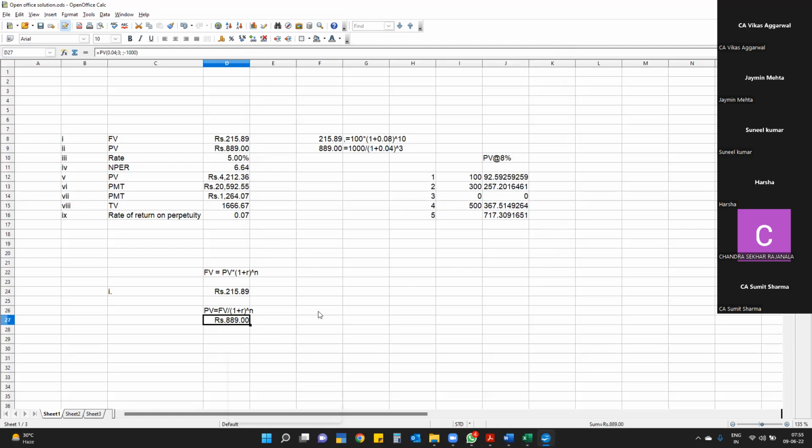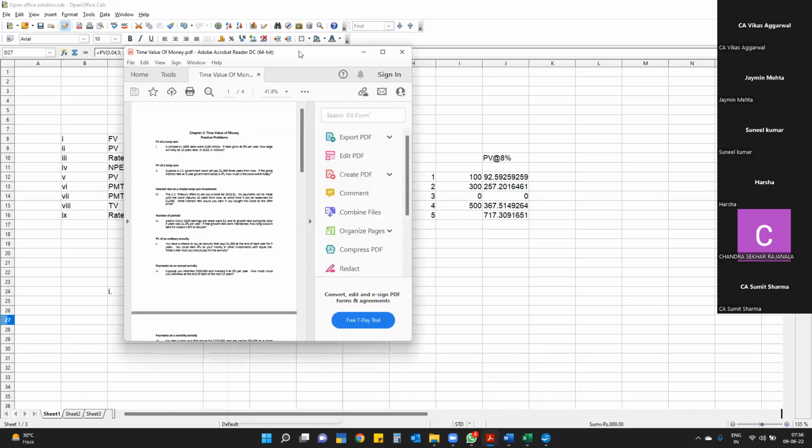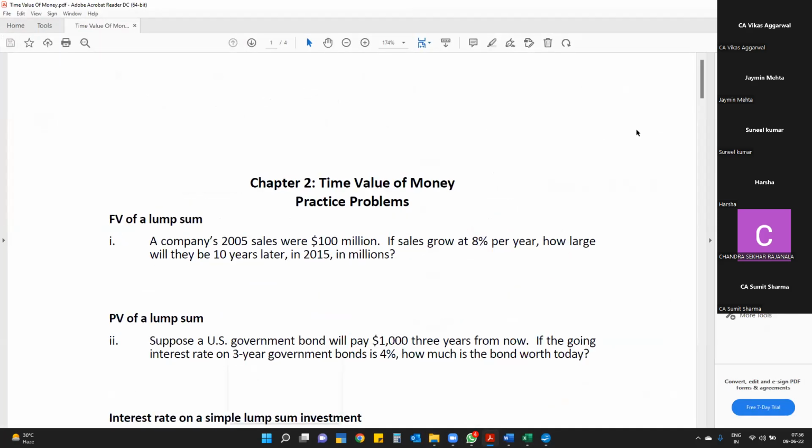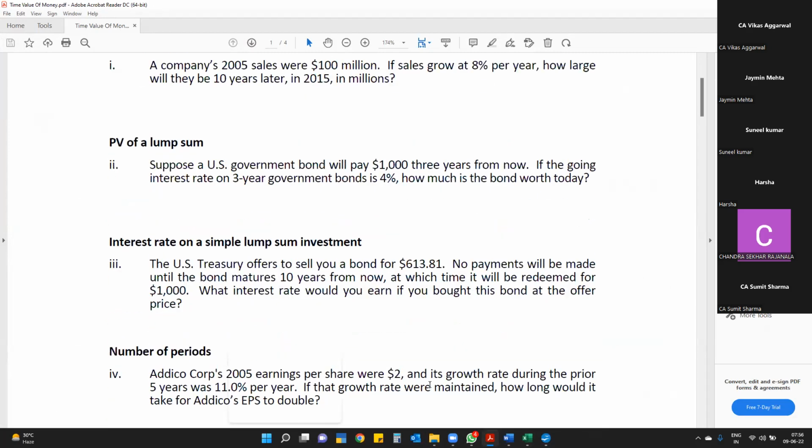A US Treasury bond offers to sell you a bond. I hope you have these questions also. Let me open it for you also. Can you see the questions now? Yes, sir.